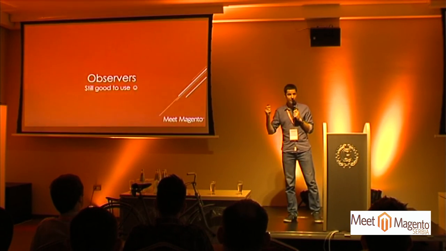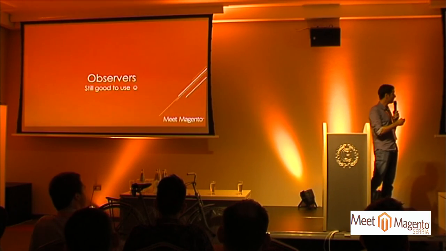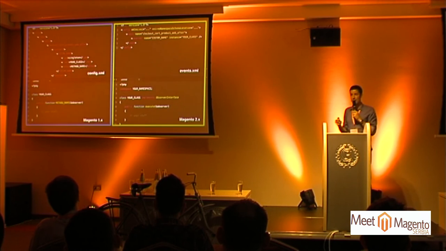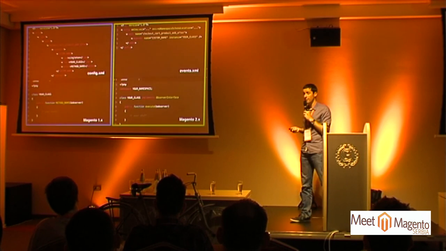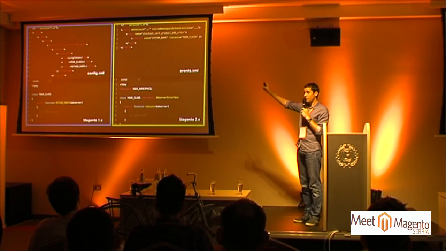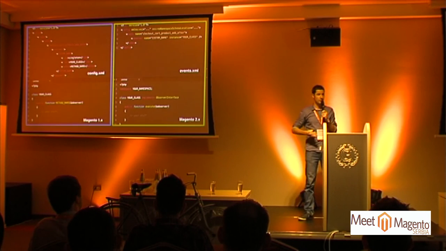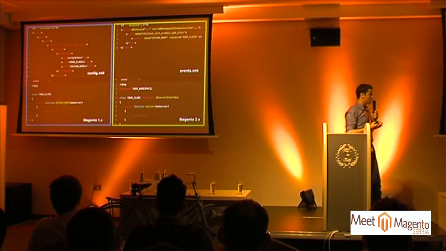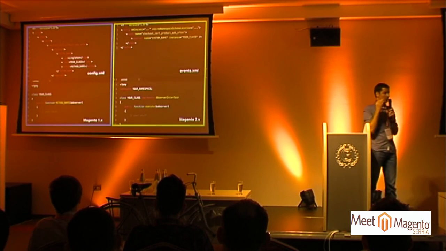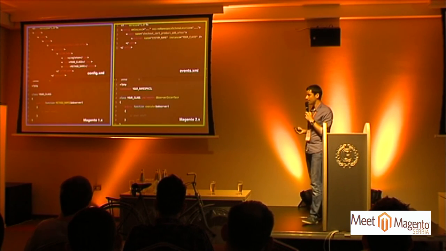Observers. Observers still exist in the system in Magento 2, still very good to use, and basically they're implemented in a similar way as in Magento 1. The difference is that in Magento 1, we used, again, config XML file to declare our observer, but now in Magento 2, we use events.xml file to do basically the same thing.